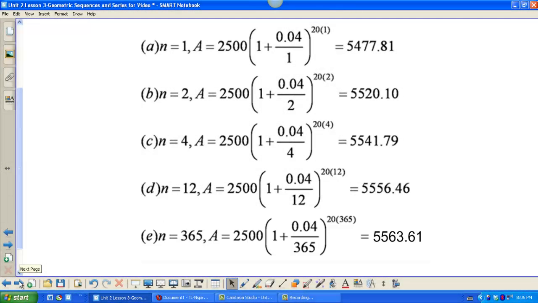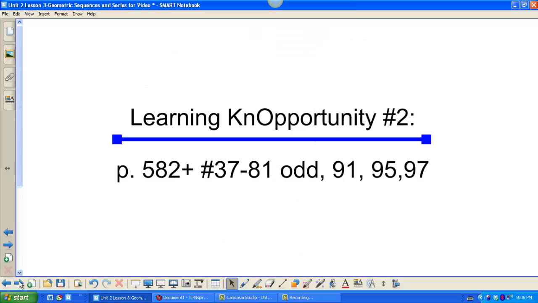Hopefully you're seeing a lot of the parallels of geometric and arithmetic sequences, but you need to make sure that you keep your formulas straight and understand that on the test, they're going to be mixed up. So make sure that you maybe are going back and forth and practicing arithmetic and geometric type questions on the same day to prepare for your test. So your learning opportunity number 2 is page 582, 37 to 81 odds, 91, 95, and 97. Good luck.